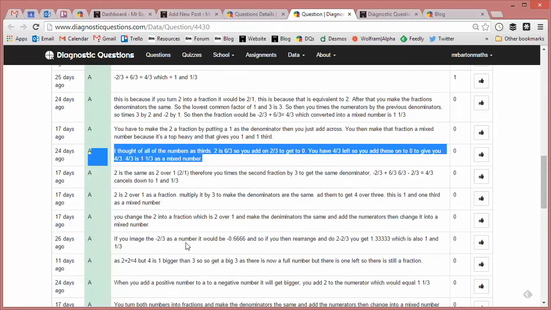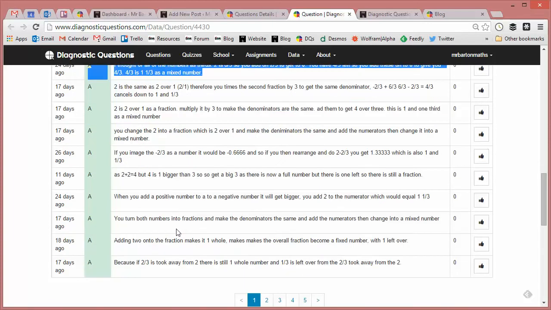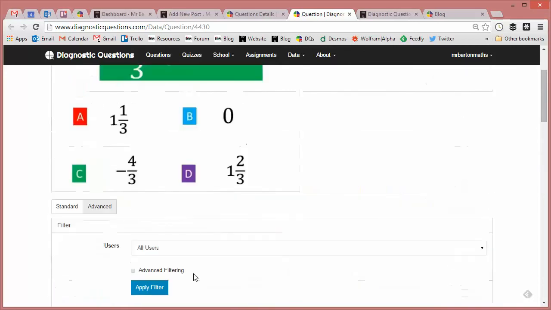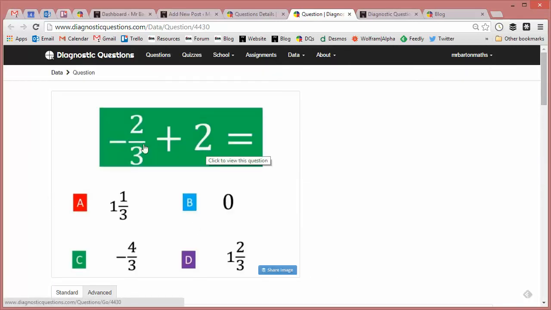There's one other one that I absolutely loved, and I'm just going to try and find it here. Let me have a look. Where is it? Yeah, here you go. What about this one? "Because if I took 2/3 away from 2, there is still one whole number." I would have never thought to explain it like that. Just think of it the other way around. 2 take off 2/3. 2 wholes take off 2/3. Absolutely brilliant that I would have never thought of.